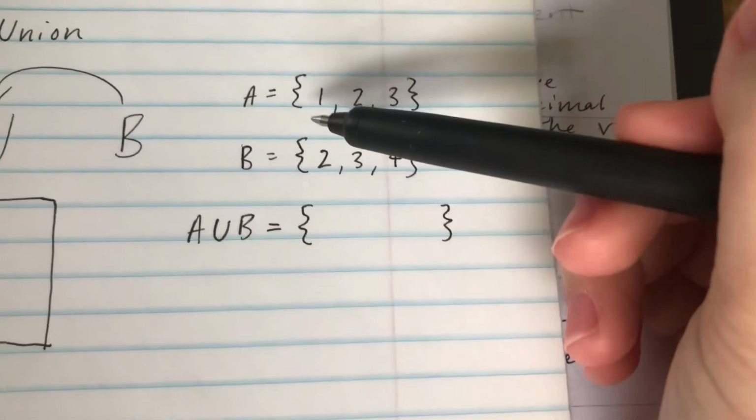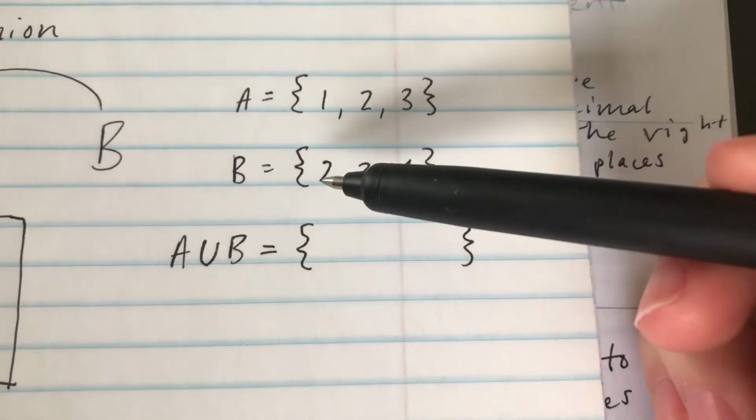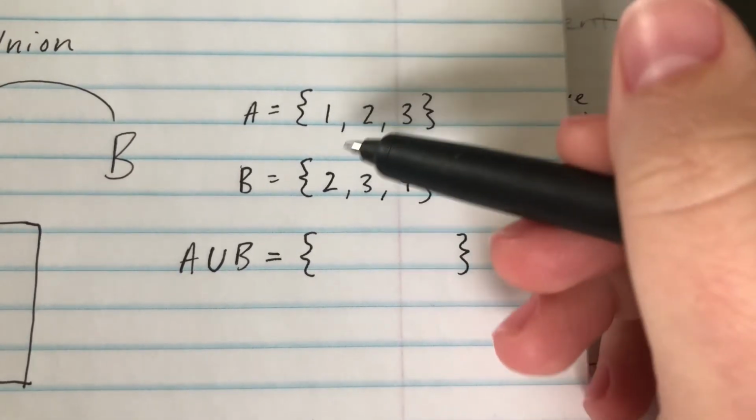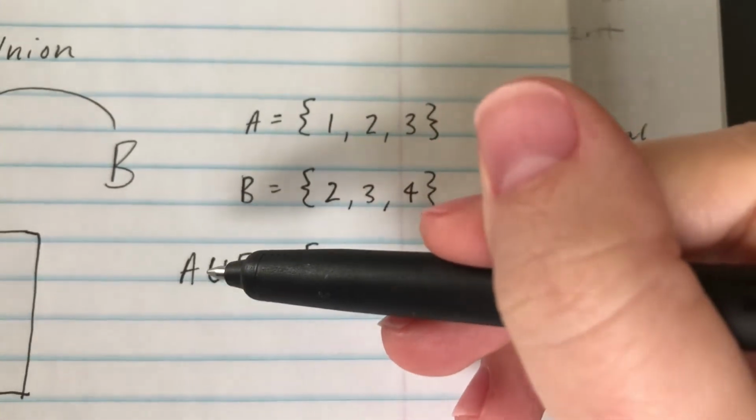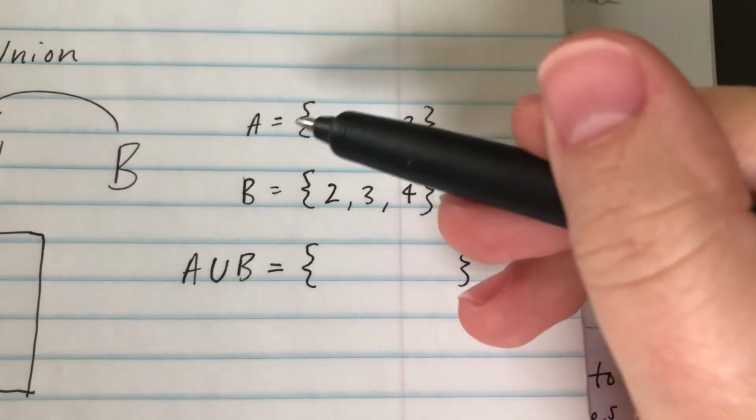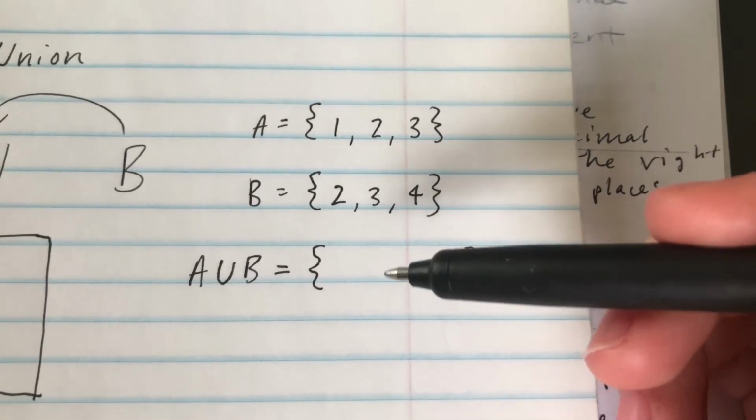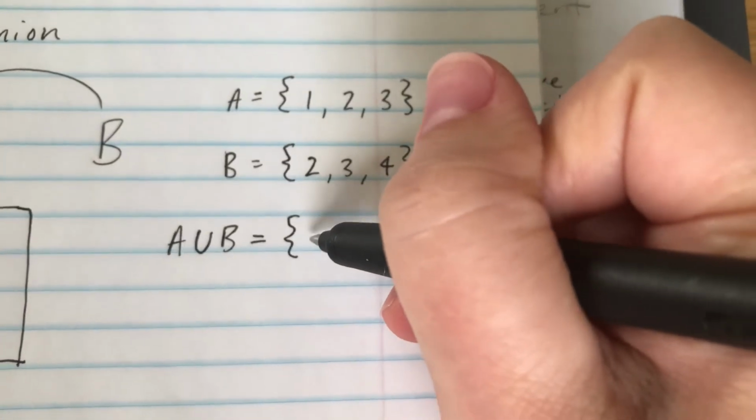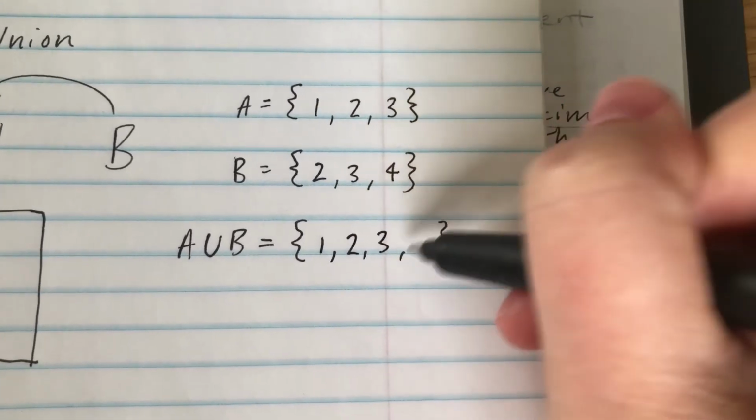So let's look at an example over here. Same numbers. A is a set containing 1, 2, 3. B is a set containing 2, 3, 4. And we want all of the elements A union B. So everything from A and everything from B thrown into a new subset. And same thing, we're not going to repeat, so it would just be 1, 2, 3, and 4.